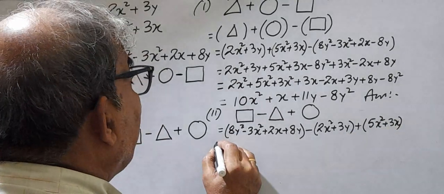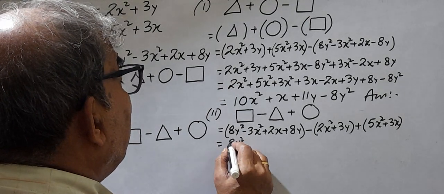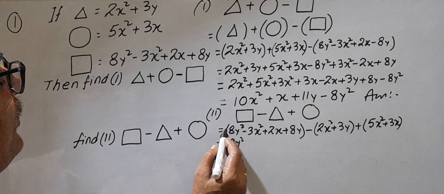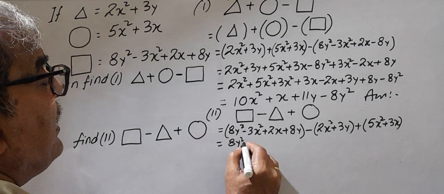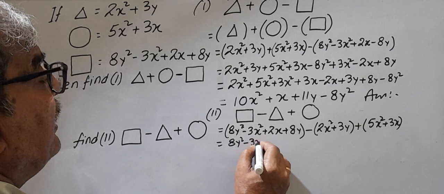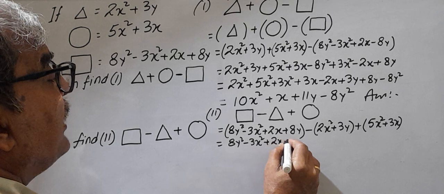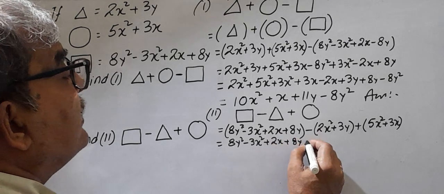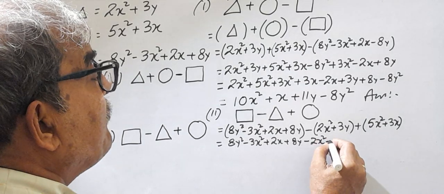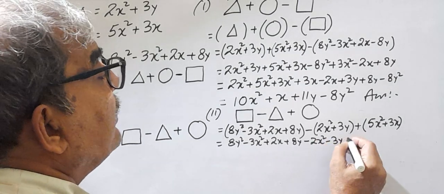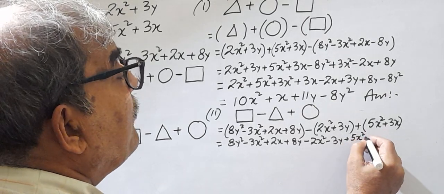And now you see what is coming: 8y square, because in between the bracket and the equal sign there is no sign, so it is plus. Minus 3x square, it is the same, plus 2x plus 8y, and this is minus 2x square, and plus minus 3y, and this is plus 5x square, and plus 3x.